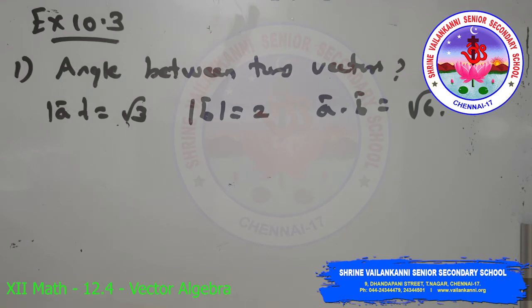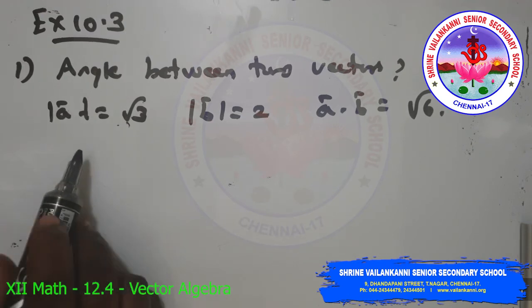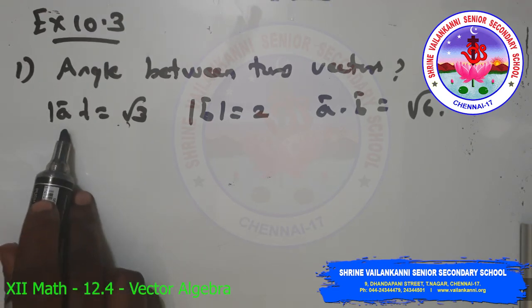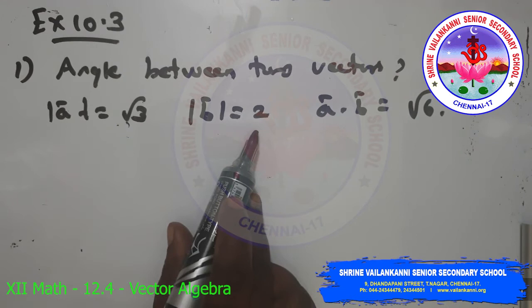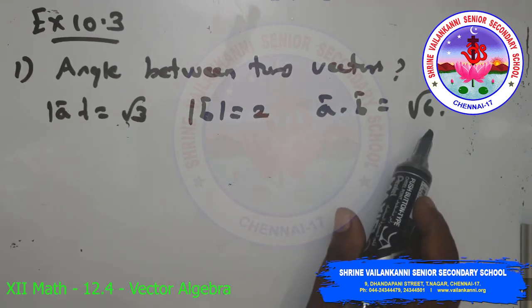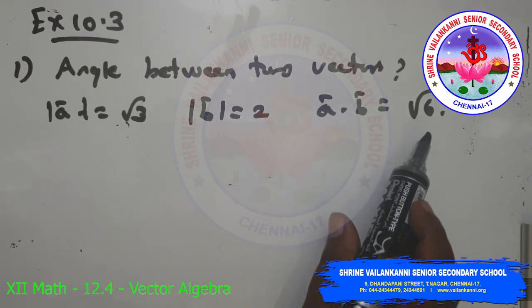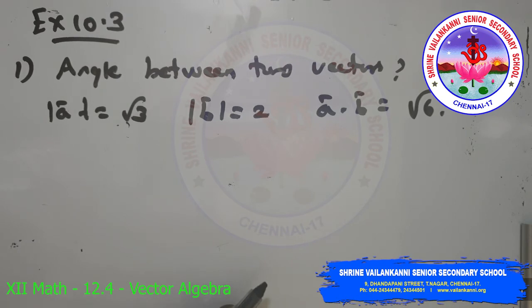Exercise 10.3, first question. Find the angle between two vectors a and b with magnitudes root 3 and 2 respectively, having a dot b equal to root 6. Here it's given that magnitude of a is root 3 and magnitude of b is 2, a dot b equal to root 6. We have to find the angle between a and b.